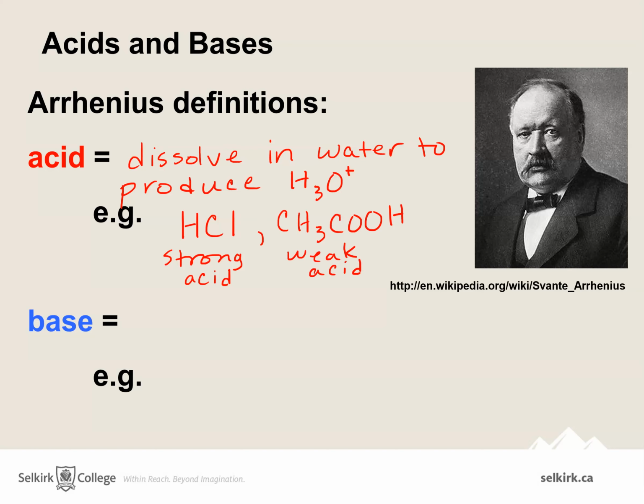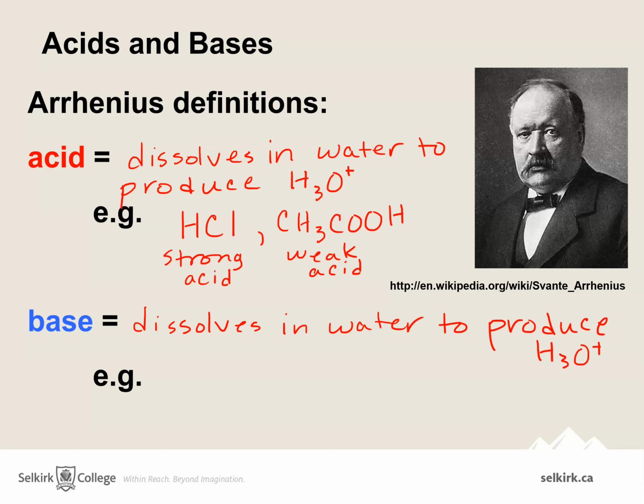Acids produce hydronium. Bases produce hydroxide. So acid dissolves in water to produce hydronium. A base dissolves in water to produce hydroxide. You may well have a favorite strong base. Mine is sodium hydroxide. But any ionic compound that contains hydroxide and is soluble in water will be a strong base. I hope you have a favorite weak base. My favorite weak base that I hope you recognize is ammonia.